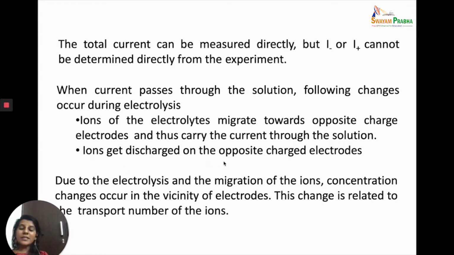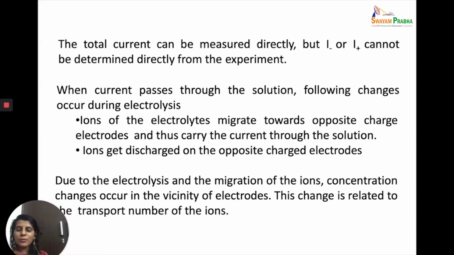These ions get discharged on the oppositely charged electrode. See, anions will be discharged at the anode and cations will be discharged at the cathode. Due to the electrolysis and the migration of the ions, concentration changes occur in the vicinity of the electrodes. This change is related to the transport number of the ions.